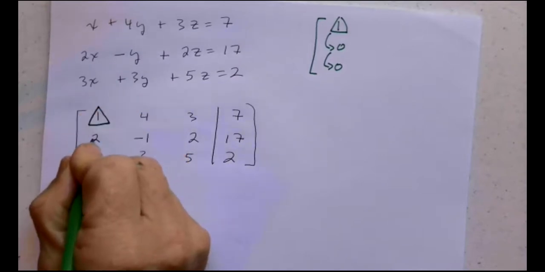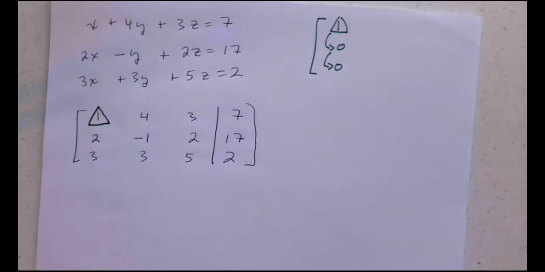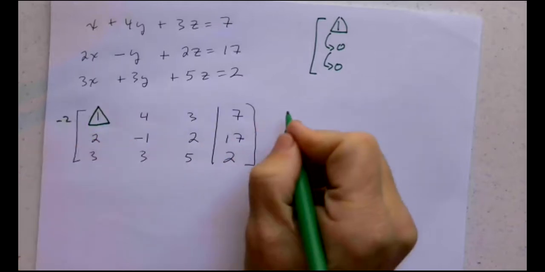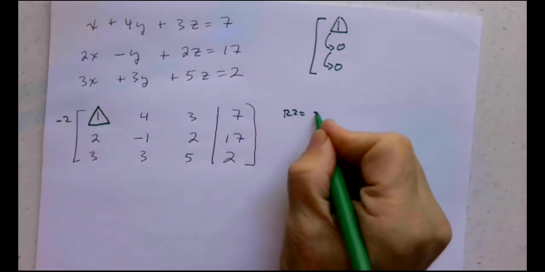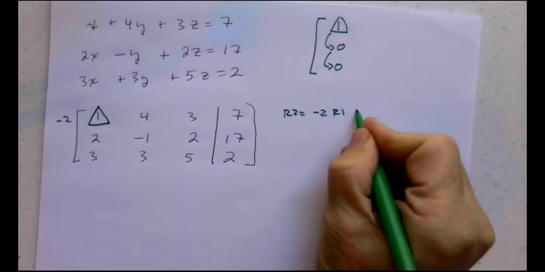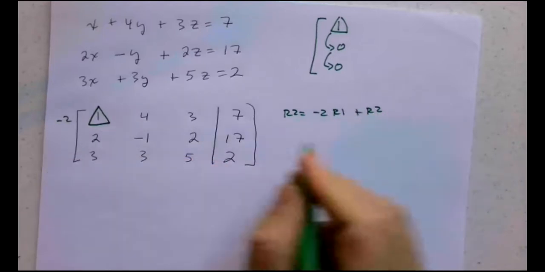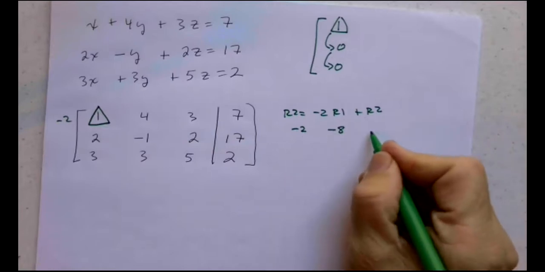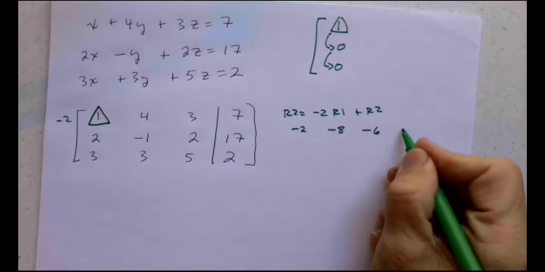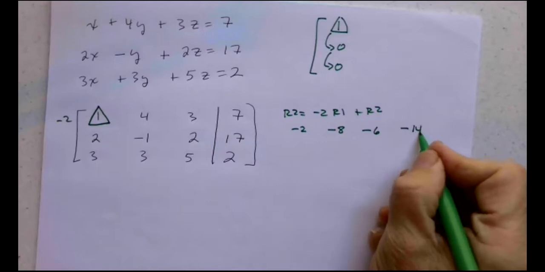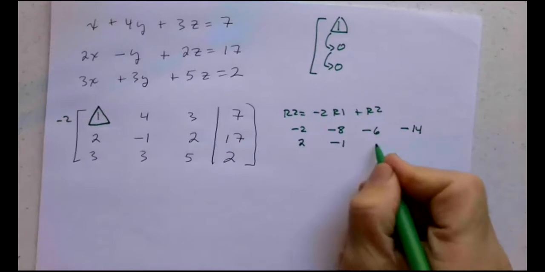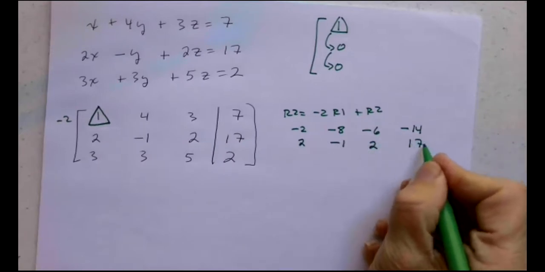I need to turn the 2 into a 0. How do I turn the 2 into a 0? Well, I've got to add -2. So multiply the first row by -2, and I'm going to say row 2 is -2 times row 1 plus row 2. -2 times row 1: -2, -8, -6, -14. Add that to row 2: 2, -1, 2, 17.